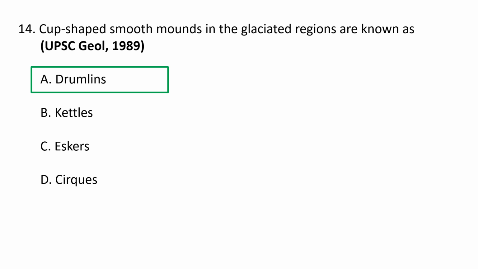So drumlins and drumlin swamps, these are the glacial landforms composed primarily of glacial till, and these are oval shaped or cup shaped, and these are largely composed of the glacial drift formed beneath a glacier or ice sheet, and these are aligned in the direction of ice flow. So A is the correct answer.